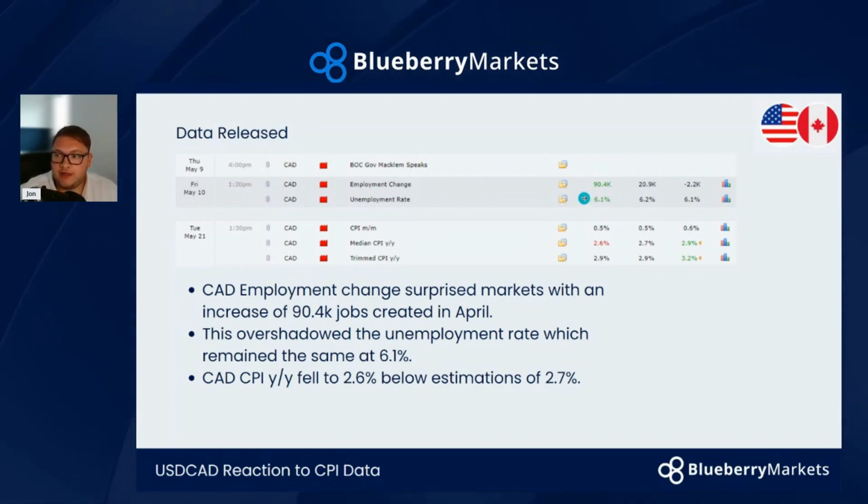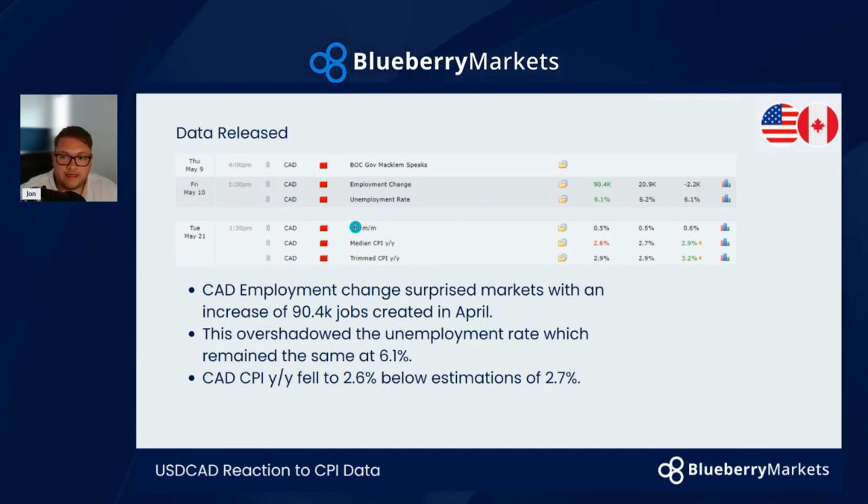The unemployment rate also stayed at 6.1%. So the narrative was that we were going to see a slight growth in jobs, but we were going to see an increase in the unemployment rate. That wasn't what we had this time. We actually had a really surprising number in the month of April, and that really overshadowed that higher unemployment rate that we have seen in Canada.